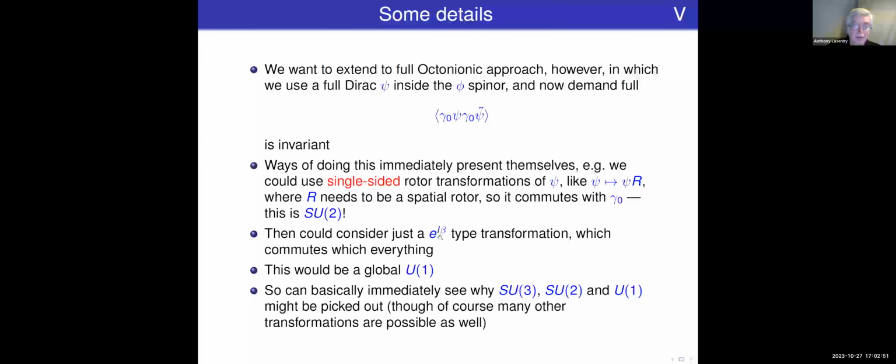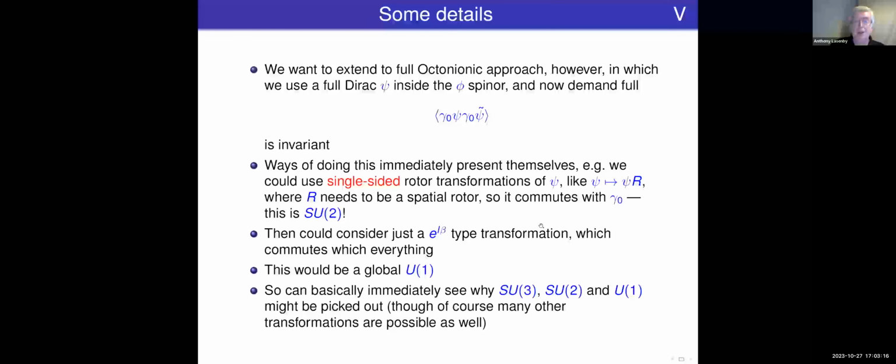It doesn't reverse to its negative when you do this. So you still have an I here, but it anti-commutes with gamma naught. And so actually it commutes and you get a global U1 symmetry from that. So just by I, you can basically immediately see why SU3, SU2, and U1 might be picked out. And of course, there are many other transformations, including mixtures of these, which preserve that.